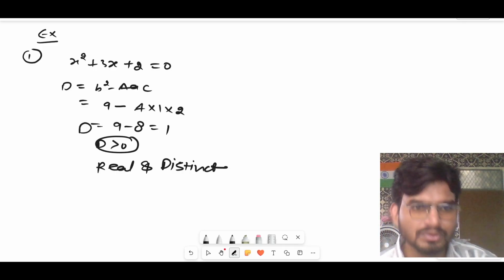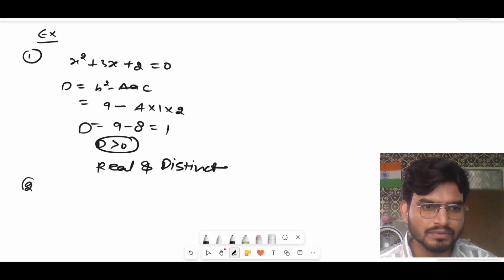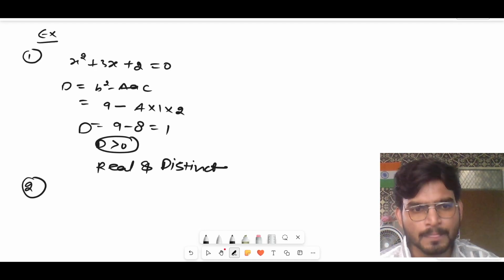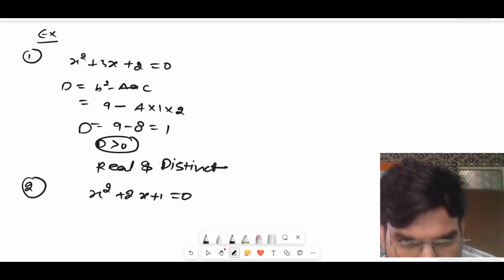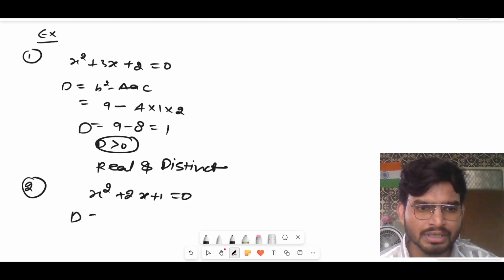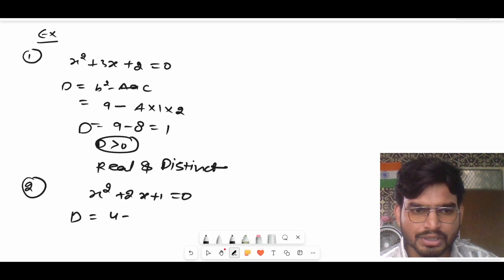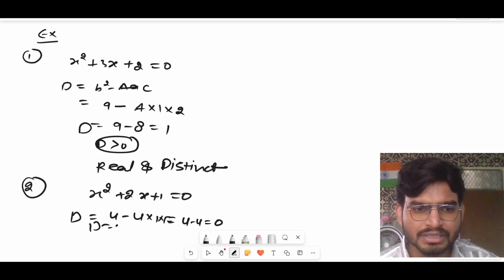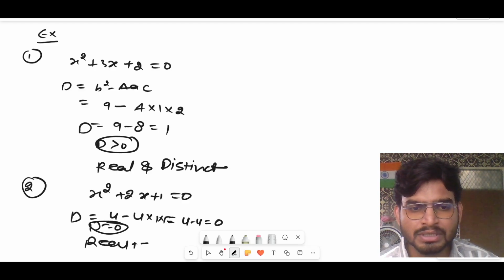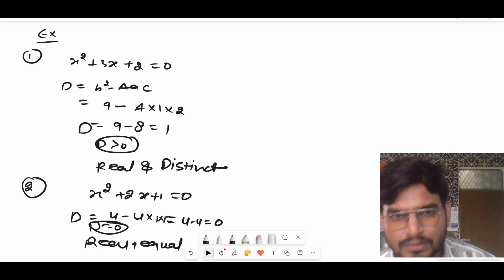the roots will be real and distinct. Okay, now the next equation, x square plus 2x plus 1 equals 0. Here we calculate D, which is b square, 2 square, minus 4 into a into c, so that will be 4 minus 4, which is 0. So here we are getting D equals 0, which means the roots will be real and equal.